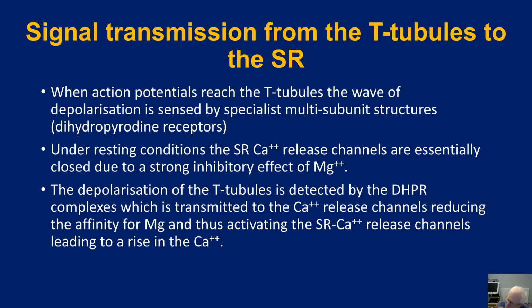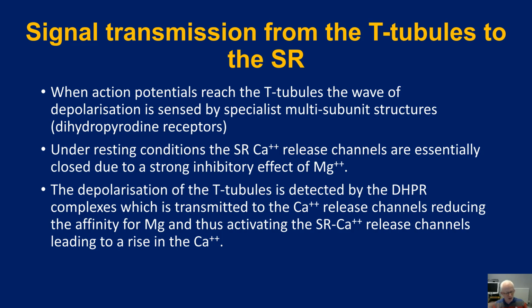If we go back to that basic overview, we said that the way you generate force is by releasing calcium, because the calcium is going to bond to the troponin to reveal the tropomyosin, which gives us the bonding site between the actin and the myosin filaments to generate force. So there's no good having calcium flooding into the T-tubules, because we don't need to generate force under resting conditions. But the depolarization of the T-tubules is detected by what are referred to as the DHPR complexes, and that is transmitted to the calcium release channels, reducing the affinity for magnesium.